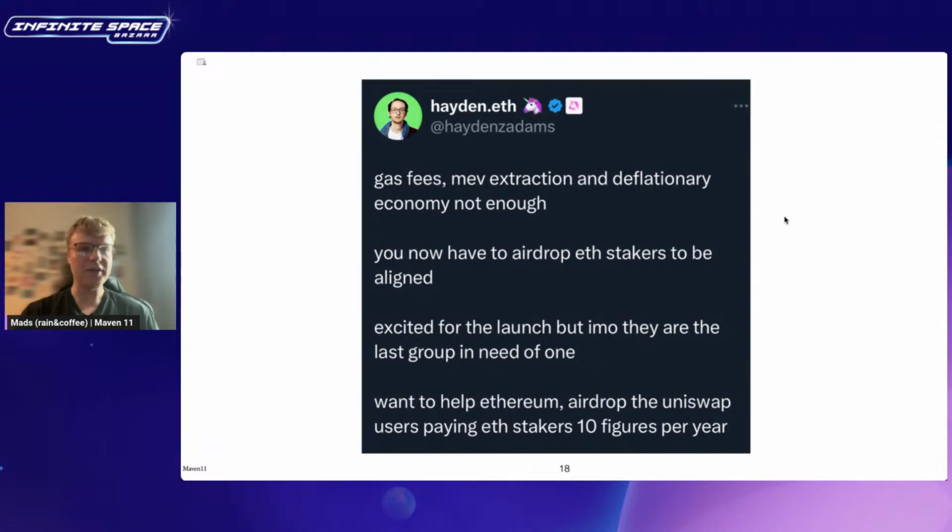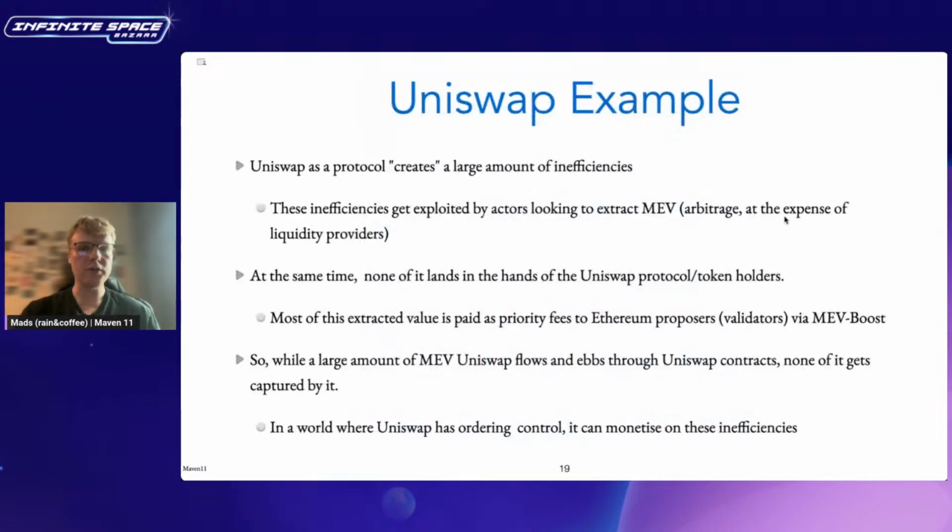Hayden Adams in his tweet puts it into perspective: Uniswap LPs on Ethereum are paying a pretty hefty fee. They're providing liquidity, but they're also being extracted from, and they are creating a ton of MEV. A lot of MEV ebbs and flows throughout Uniswap as a protocol, and a lot of searchers are arbing, front running, back running, sandwich attacking, and extracting value from these LPs and these users.